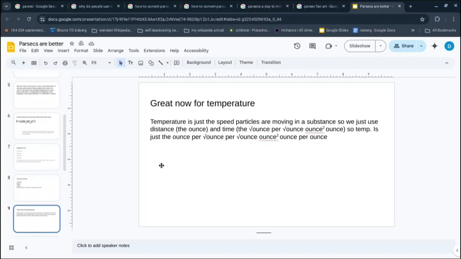So great, now for temperature. Temperature is just the speed of particles moving in a substance. So we just use the distance, the ounce, and time, the square root ounce per square root ounce squared ounce. So temp is really just the ounce per square root ounce per ounce, square root ounce squared ounce per ounce. Pretty simple.